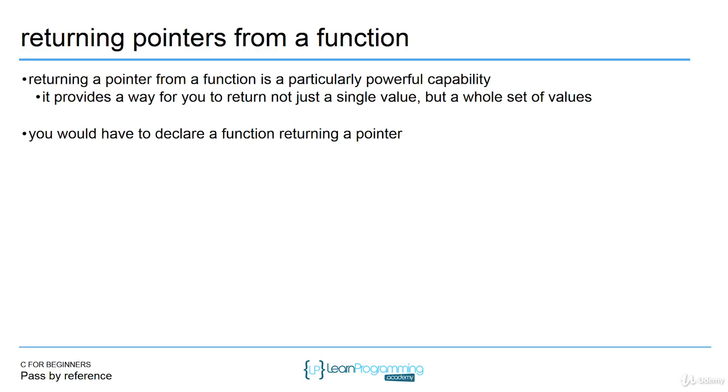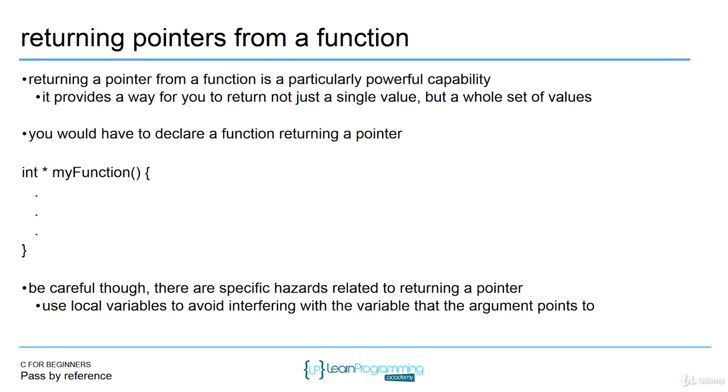You have to declare a function returning a pointer. So the function declaration has to match up. It's very easy to do that. You just use the asterisk when you declare or define the function, and have the return type be the type that the pointer is pointing to. So be careful though, there are specific hazards relating to returning a pointer. Use local variables to avoid interfering with the variable that the argument points to. It is somewhat problematic when you're returning pointers because if you modify that pointer inside the function and then return it, it could be something that you don't intend. So always use local variables if you do not want to affect a variable that your argument points to.